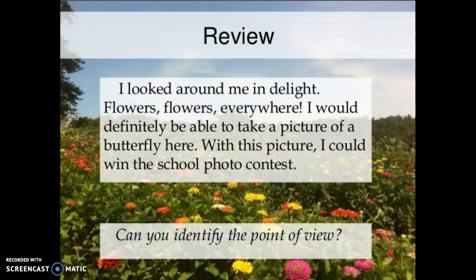I looked around me in delight. Flowers, flowers everywhere. I would definitely be able to take a picture of a butterfly here. With this picture, I could win the school's photo contest. Can you identify the point of view? First person.